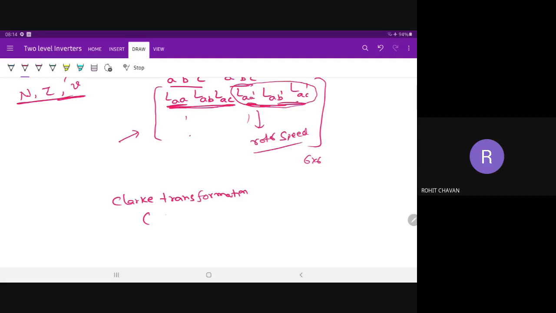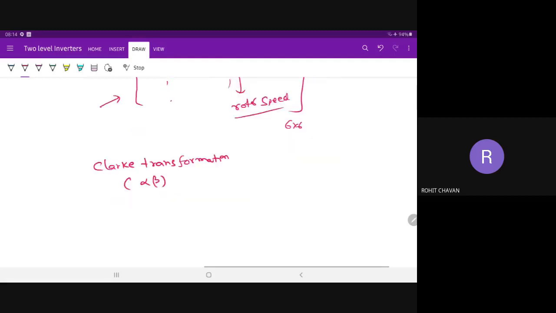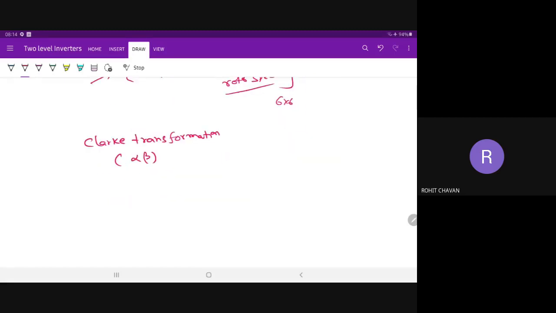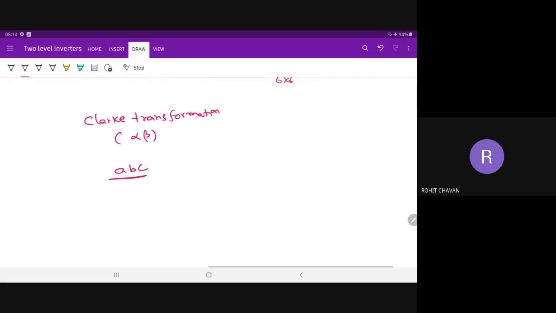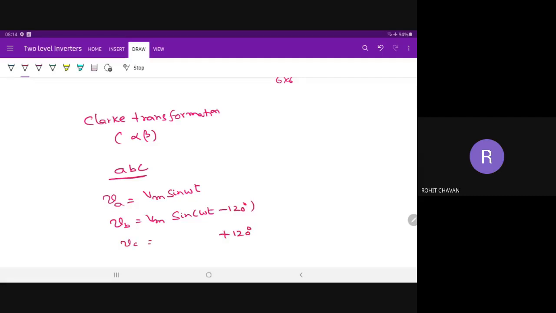This is also known as alpha beta transformation. So you have ABC phases. Assume that you have some voltages: VA is Vm sine omega t, VB is Vm sine omega t minus 120 degrees, and VC is Vm sine omega t plus 120 degrees.